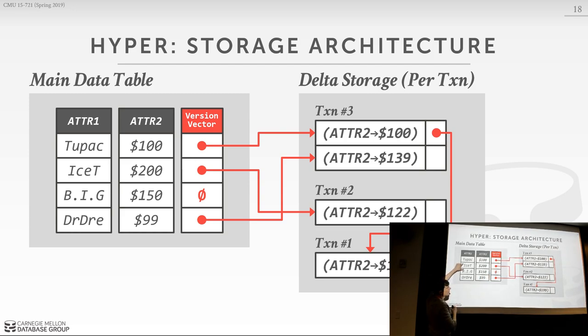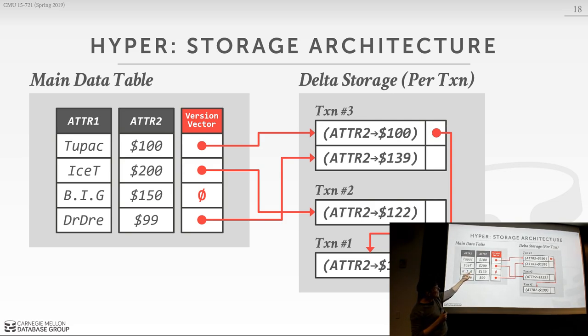And then the latest value is 132. No, the latest uncommitted value is 200. Oh, this is uncommitted. Oh, okay. And then this points to the latest committed version. First writer wins, so nobody else can come and try to overwrite this from an uncommitted transaction. Okay. And then the BIG is $150, the committed value. Yeah, so Biggie here, notorious BIG.